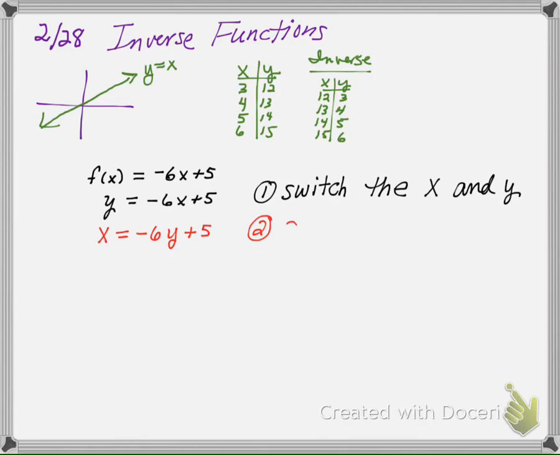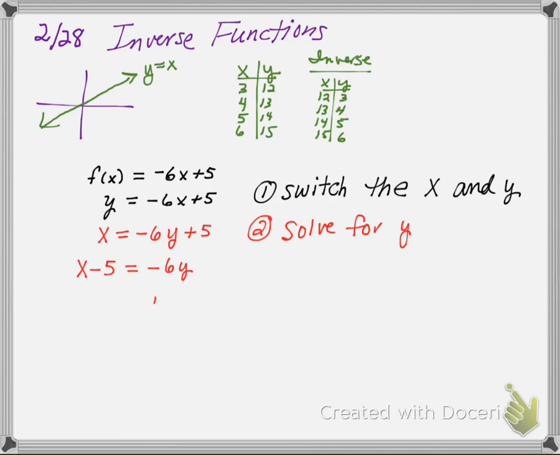Step 2, solve for y, which you've been doing ever since you started pre-algebra, either in 8th or 9th grade. Solving it for y. All right, what would be our first step to solve this for y? Subtract 5. So we're going to write x minus 5 is equal to negative 6y. One more step.